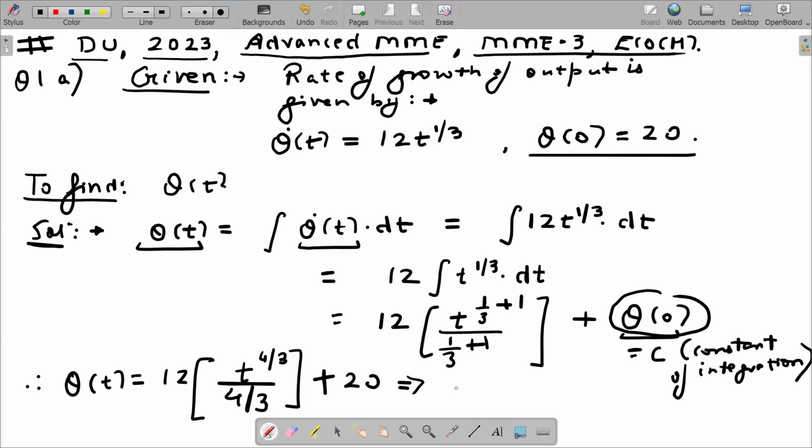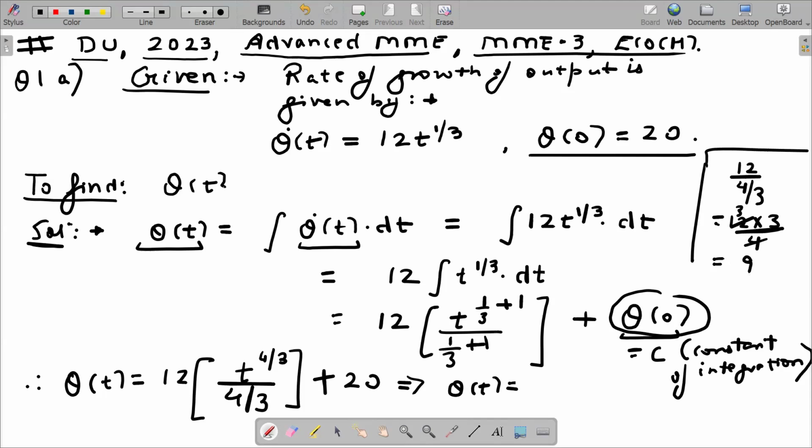So this implies q of t is going to be 9. 12 divided by 4 by 3, if I do this in rough, is 12 times 3 over 4. 4 cancels with 12, making it 3. 3 times 3 is 9. So this is 9 t to the power 4 by 3 plus 20. This is my q of t, my answer for q of t. That means the value of production at time period t.